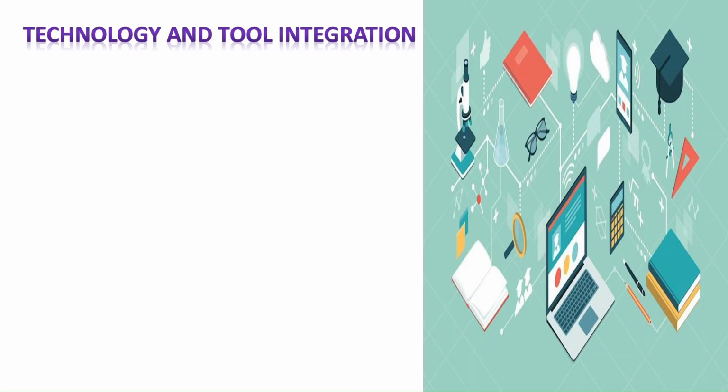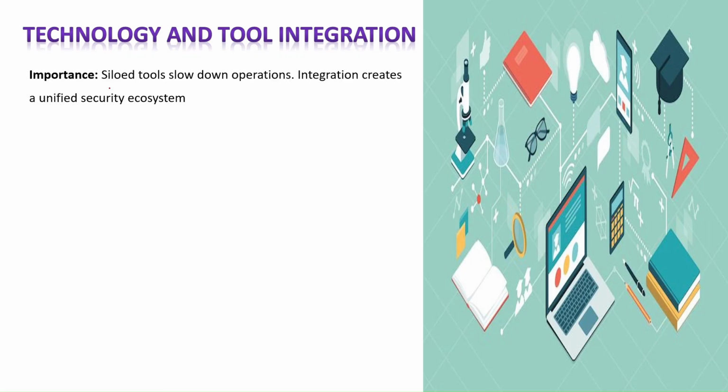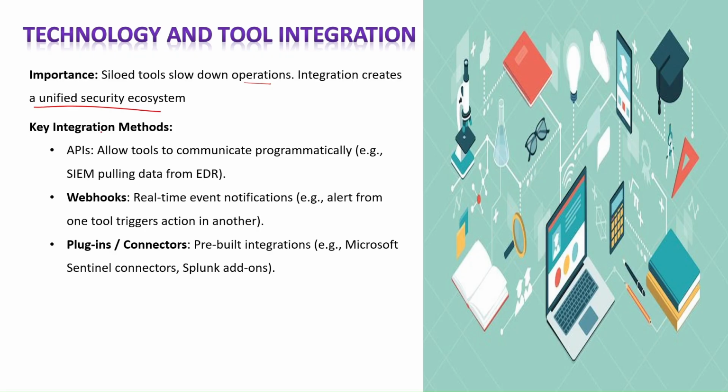Our next topic is technology and tool integration. Siloed tools slow down operations. Integration creates a unified security ecosystem. Key integration methods include APIs.